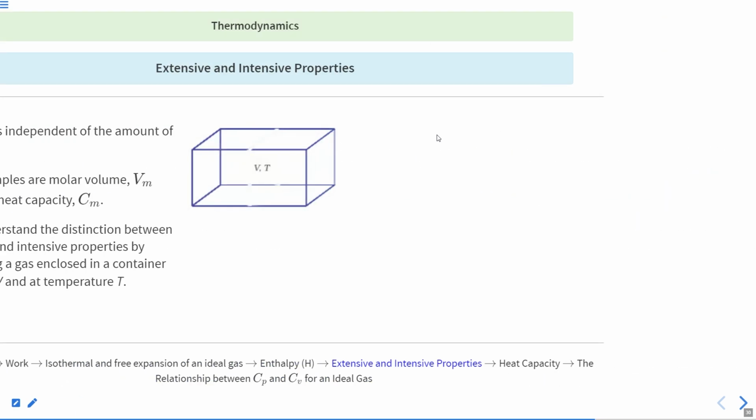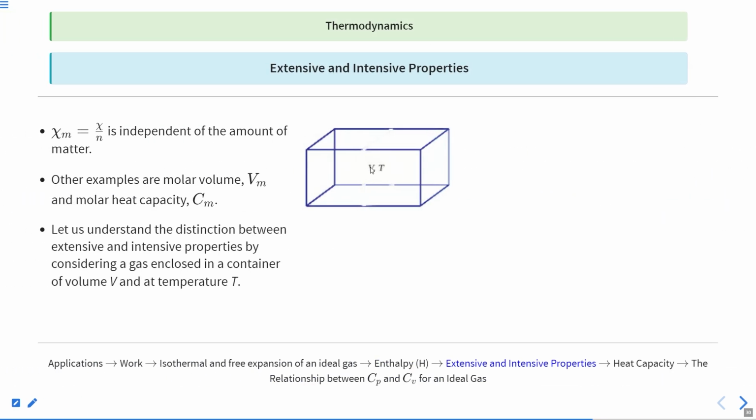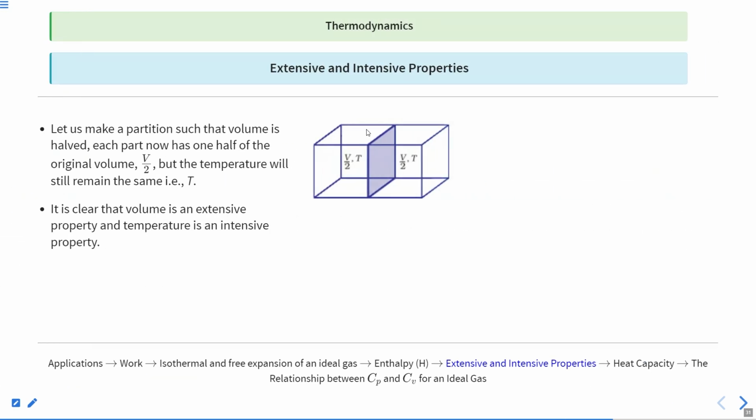Okay. So the same experiment is being done here, which I have told you. We have taken a container here which has volume V and temperature T. Now we put a partition, the temperature remains the same in both the partitions, but the volume becomes half. So it is very clear that your volume is an extensive property because we have reduced the number of moles. Therefore, the volume has also decreased.